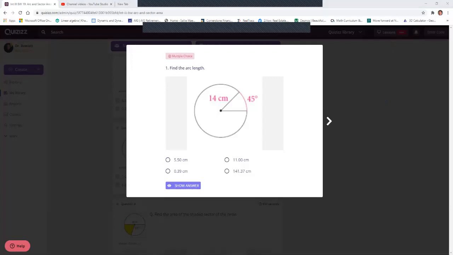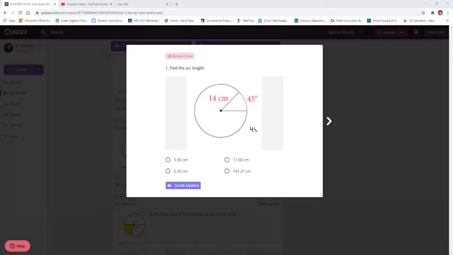So let's do that. I'm going from 45 degrees to radians, which means I have to multiply by pi over 180. And 4 goes into 180 45 times. So 45 degrees is actually pi over 4.